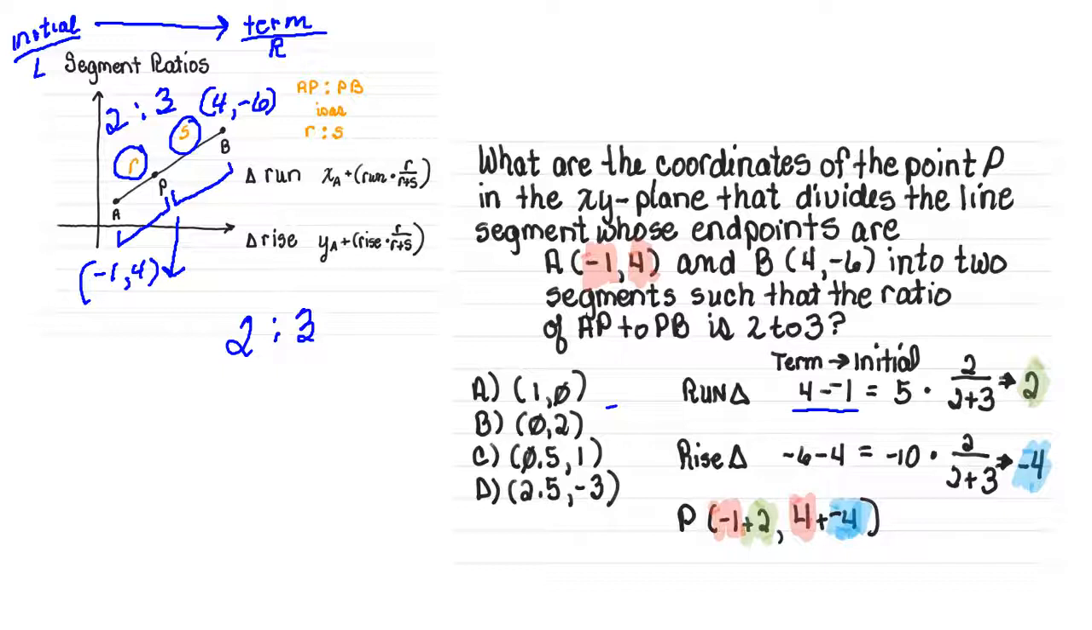So 4 take away the -1 gives us a 5. Going to times that by what's happening with the ratio. So we have an R and an R plus an S. And our result is 2. Same thing that happens with the rise, or that is the y's. This is the difference of the x's. This is the difference of the y's. We end up with these two numbers here. We add them. So therefore, point P is going to give us a 1 and a 0. So A is our answer.